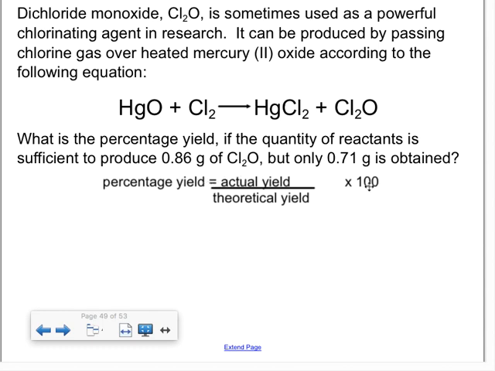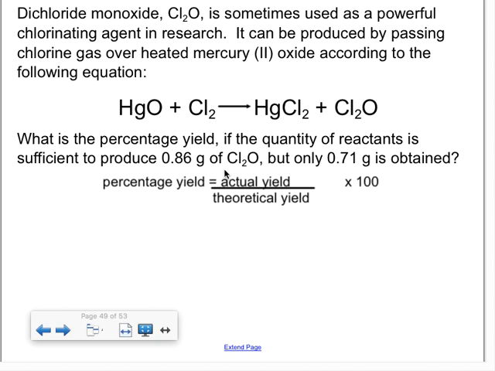Now this is a really simple equation, okay? Actual divided by theoretical times 100. This is a very simple sample problem, but you guys know me, I'm going to take it up a few notches here soon. So this is what we got. This is our actual. This is what we were supposed to get. This is our theoretical. So really, you're just going to take your actual divided by your theoretical.